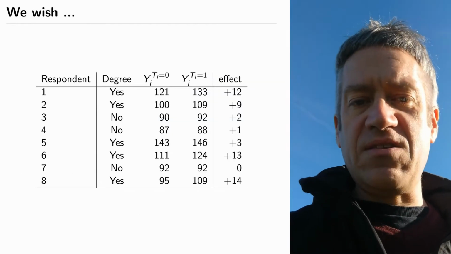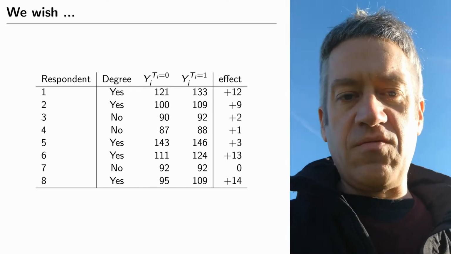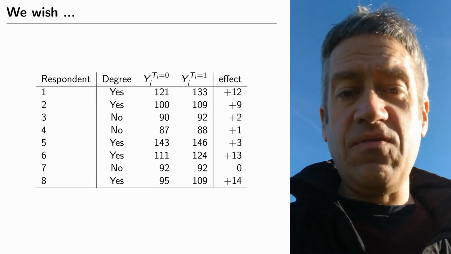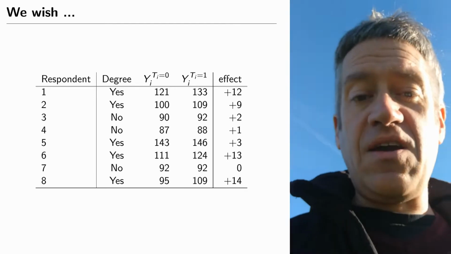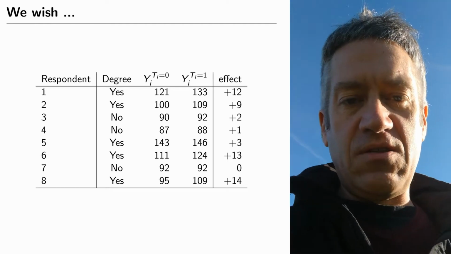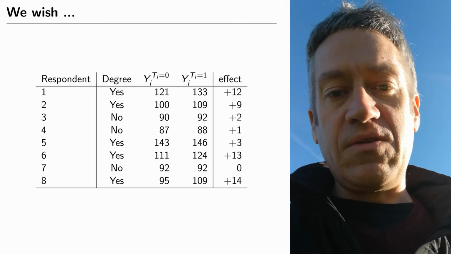So here's an imaginary ideal table that we would like to make. We have a set of respondents, we have their salary without the degree, we have their salary with the degree, and we calculate the difference. And maybe we want to calculate the average across the whole population by taking the average of that last column. And so we can see what the impact is of having a college degree on one's salary.